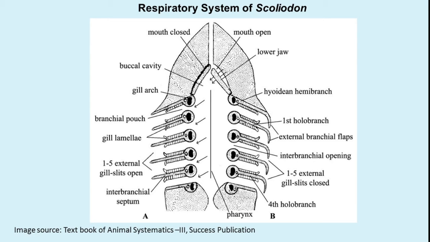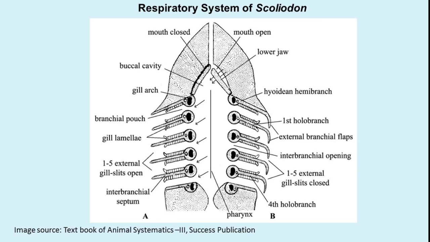The first four gill arches bear hollow branches, whereas the last one is gill-less. If you see here, 1, 2, 3 and 4 are complete, and this fifth one does not contain any gill lamellae on it. Thus, there are a total of 4 hollow branches and only one hemibranch in Scoliodon.